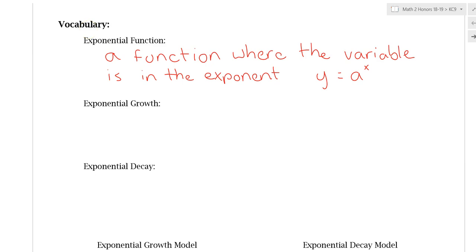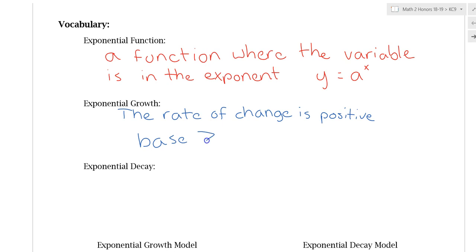Then we have exponential growth. Exponential growth is when the rate of change is positive. And really, we have exponential growth when your base is greater than 1. For example, our base here is a, so whatever is being raised to the exponent.